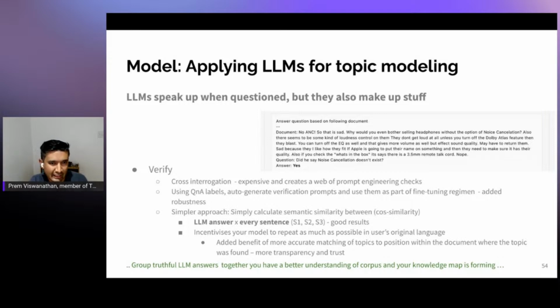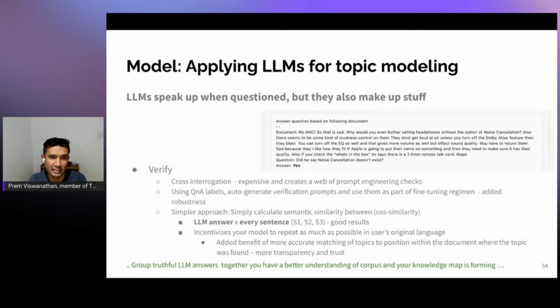A slightly easier hack or out-of-the-box solution is to compare the answers to your key concept question to every sentence in the document, and thereby use semantic similarity, a basic cosine similarity score, to say, okay, the answer GPT-3 gave me, was it actually present in the document? If it was present, then it's more likely to be truthful. And if it wasn't present, then it's likely GPT-3 is making up stuff, or any large language model for that matter. So it helps you verify the answer that is given.